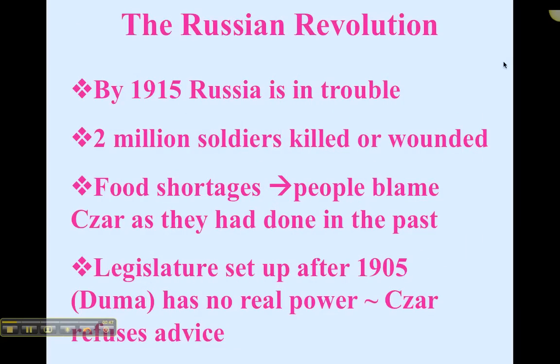By 1915, World War I is already causing horrific losses for the Russian troops. 2 million soldiers are victims. There are food shortages. And since the Tsar is the autocratic leader, he is the one that everybody turns to to criticize. There was a legislature that had been set up after the 1905 revolution, but the Tsar has rarely taken their advice. And so people are going to blame the Tsar, and they're going to look to the Tsar for solutions to this devastation that's happening in the war.